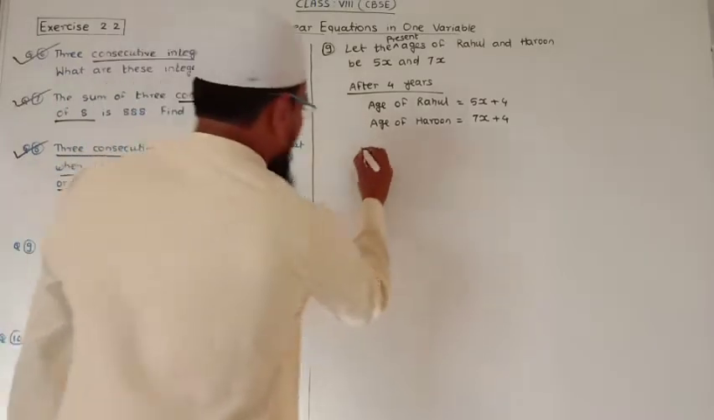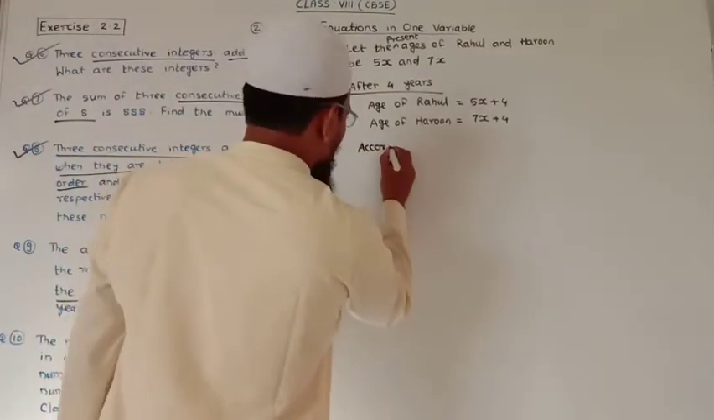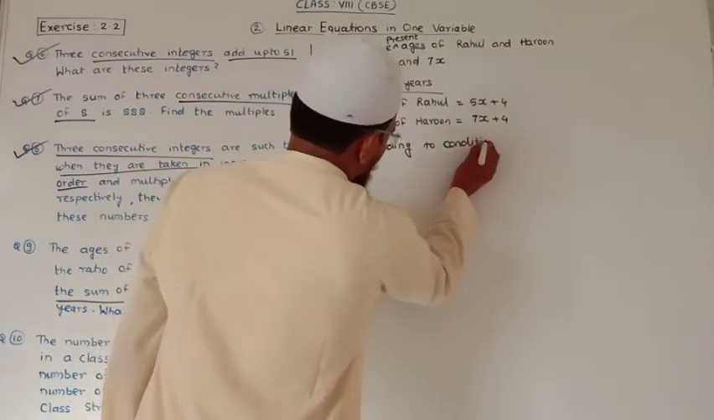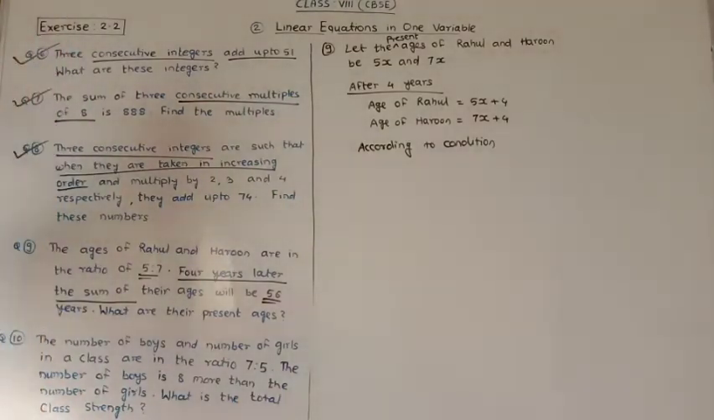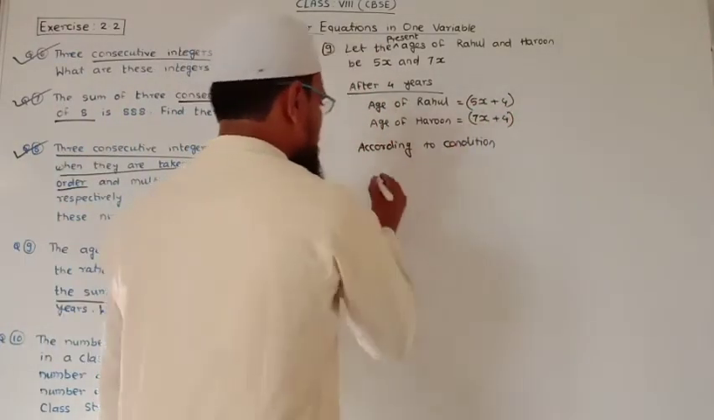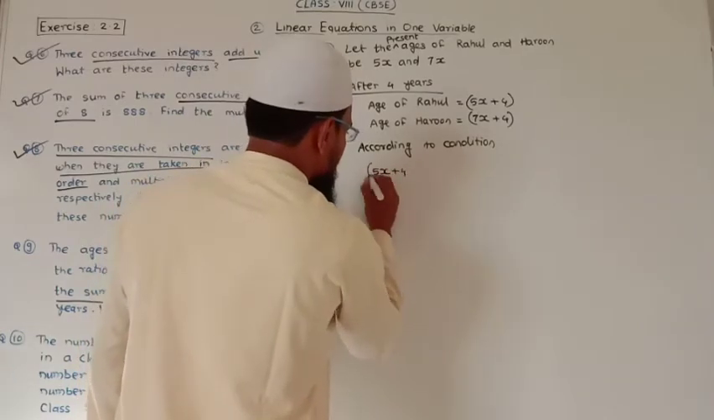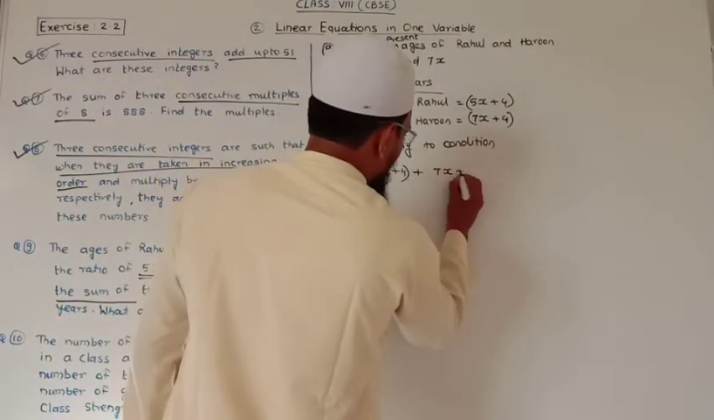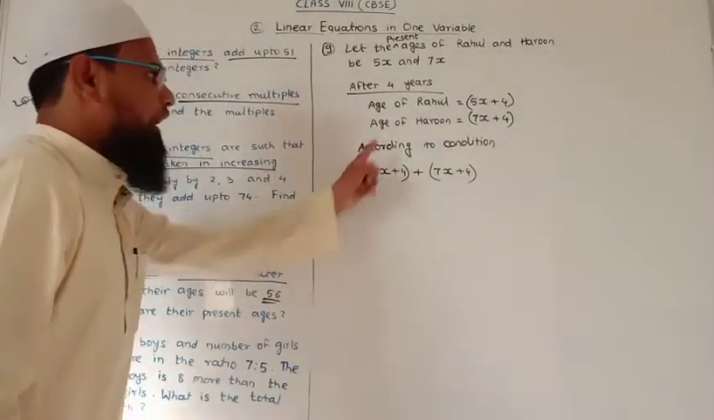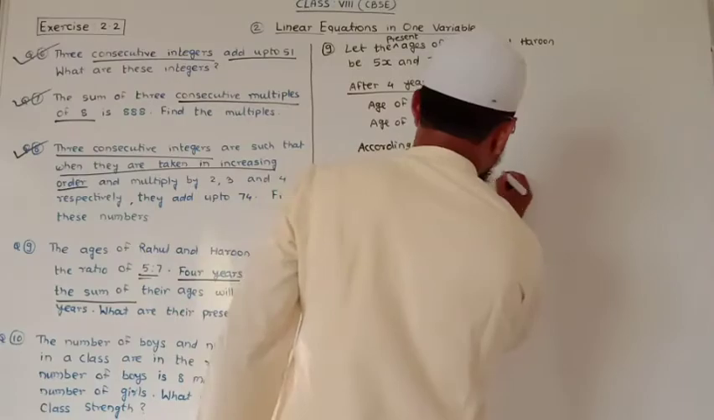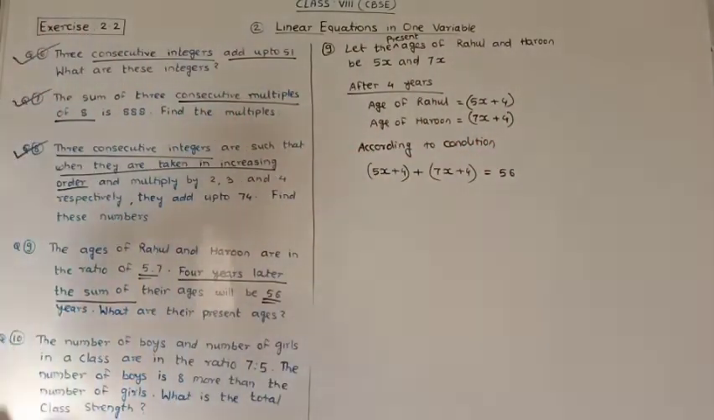So here we write according to the given condition. Their summation after 4 years, the sum of their ages, is given. So 5x plus 4, this is the age of Rahul after 4 years, plus 7x plus 4, this is the age of Harun after 4 years. Their sum will be 56, so we write it is equal to 56.